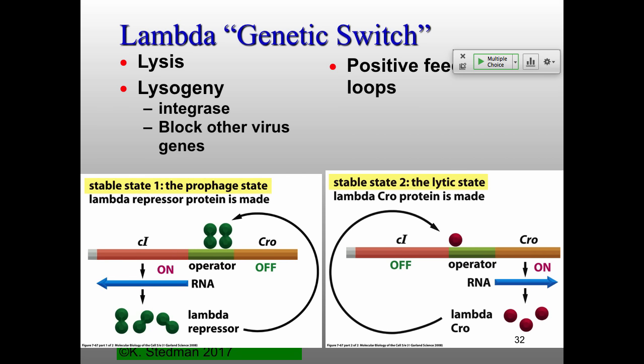Okay. It's transcribing along. It's coming to the C1 before it hits the operator, and then is transcribing the CRO aspect of the gene. How is it turning off the C1, which is upstream from the operator?